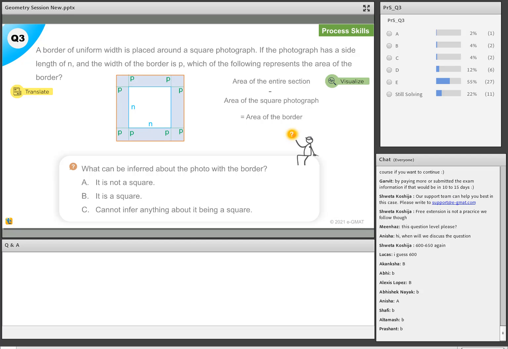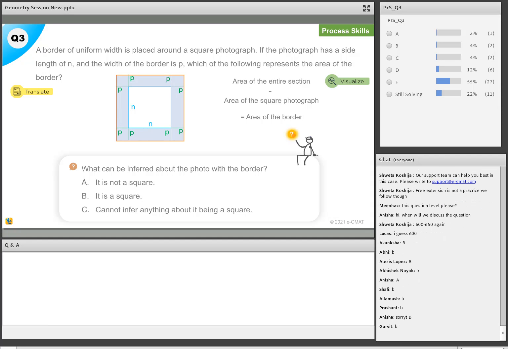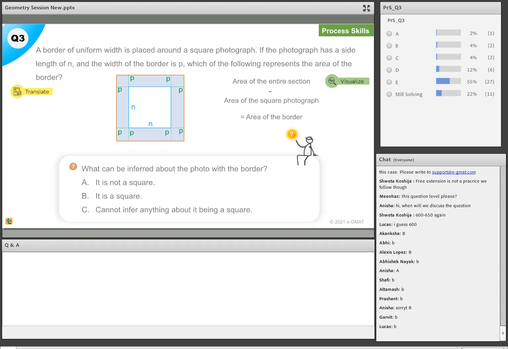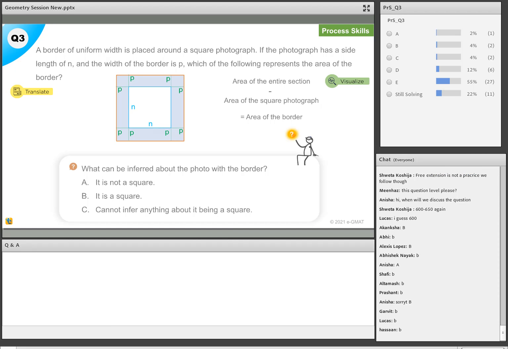Absolutely. Point B is correct because since the width of the border is uniform, and I'm extending it at both sides on all four sides, the length of the side that I have for the photo with the border would be equal to the width. So that means it's essentially a square that I have with myself, right? So since I have a square, calculating the area becomes very easy.